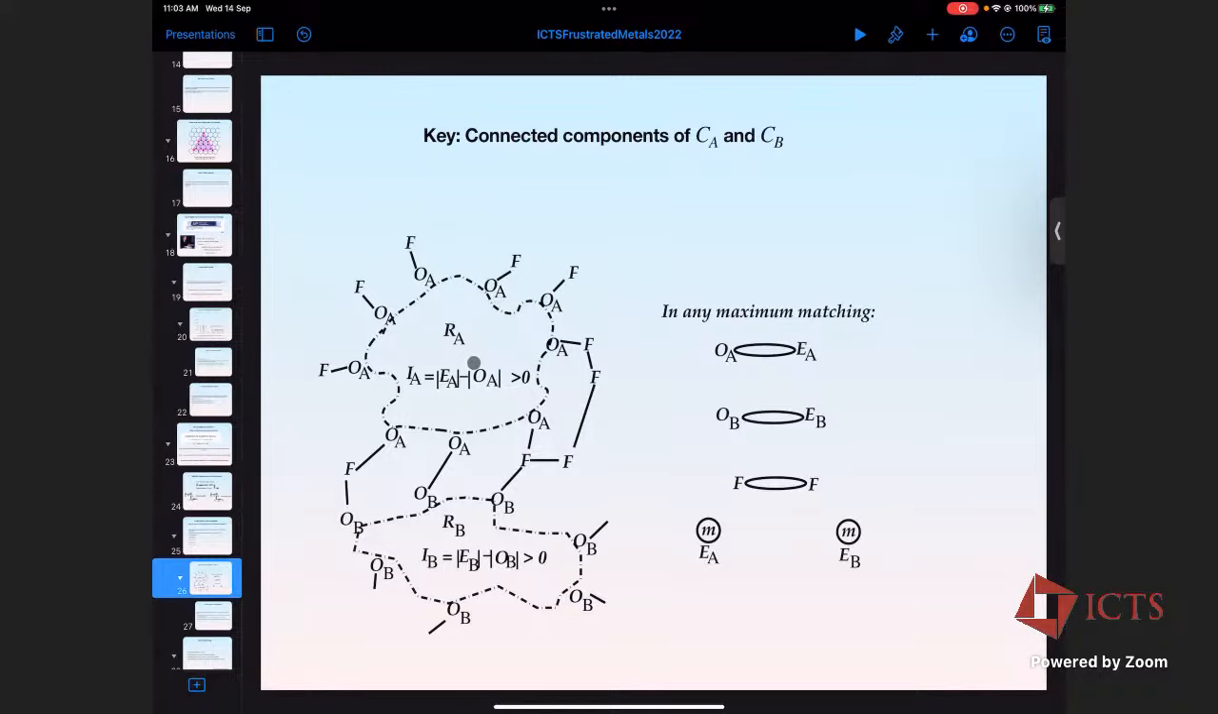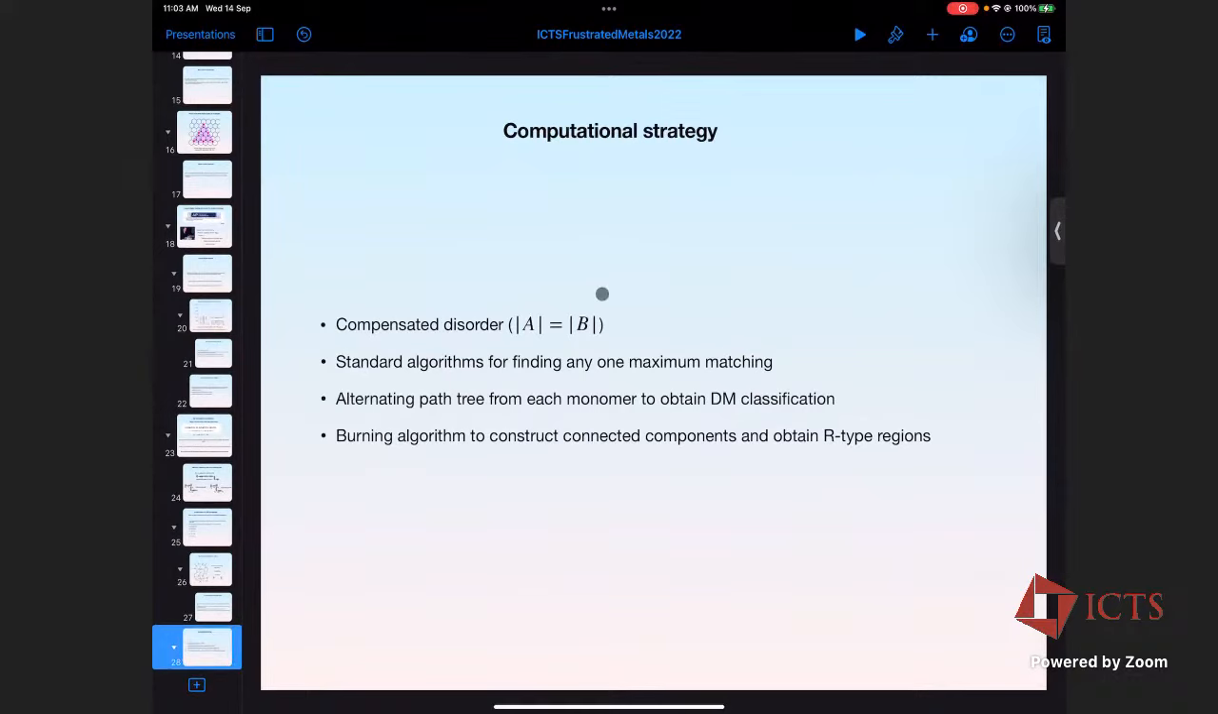We just look at it, right? So the rest of it was a numerical experiment. So this is what I'm saying. We started with a case where you have diluted the lattice in some random way, but making sure that the number of A sites equals the number of B sites if it's a bipartite lattice. And then you find a maximum matching, then build this alternating path tree, and then use this insight of ours to construct these R-type regions, right?